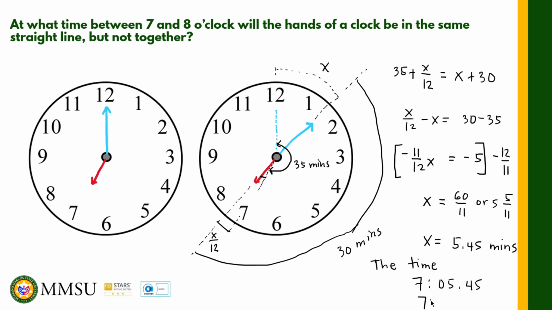That's 7:05. And then, what is 0.45 in seconds? So it's 0.45 times 60. So that's 27 seconds. Yung 0.45, i-multiply lang sa 60 because we know that 1 minute is equal to 60 seconds. Okay? 0.45 multiplied by 60 is 27. Therefore, the exact time is 7:05:27. Okay? So this is the time, and this is our answer for this problem.